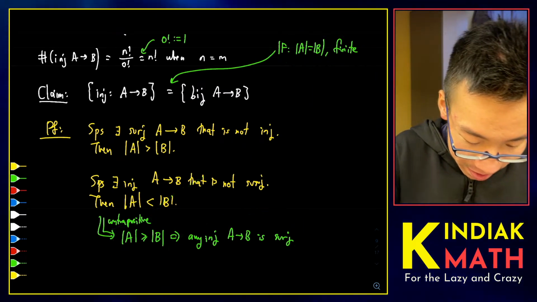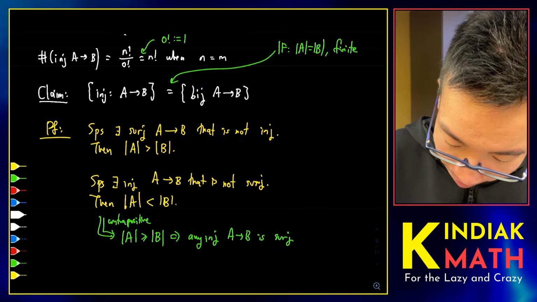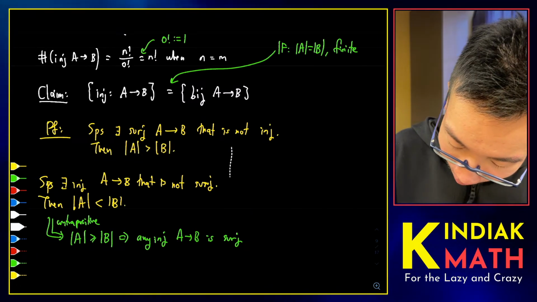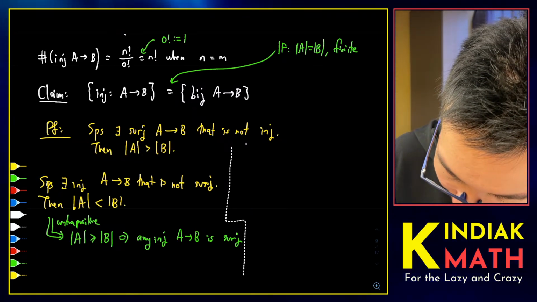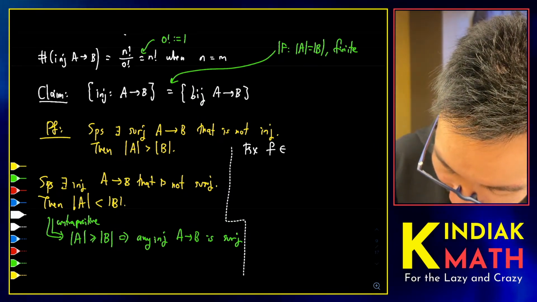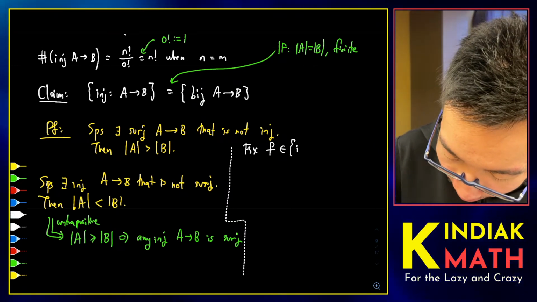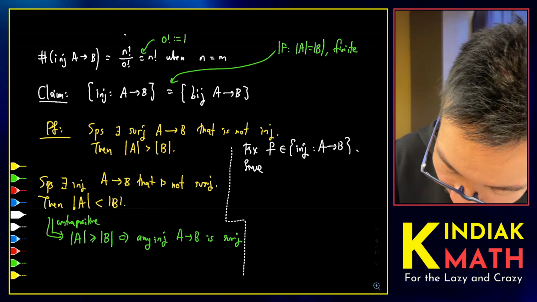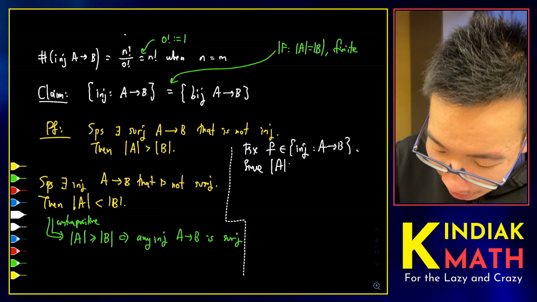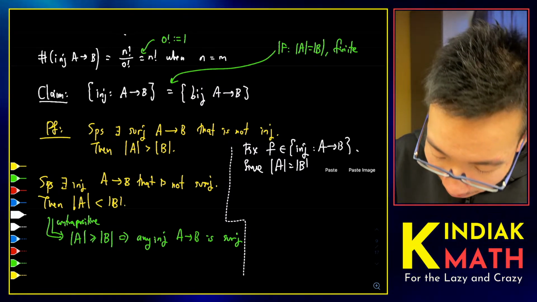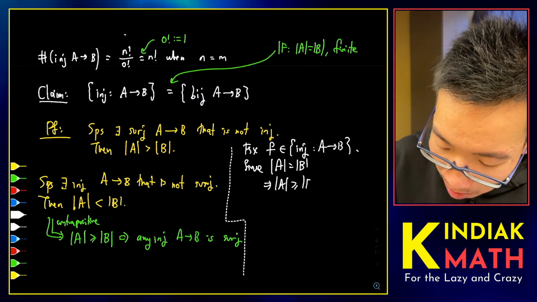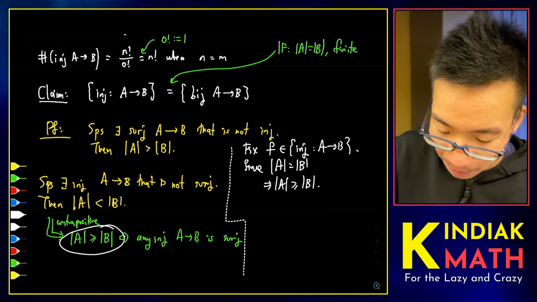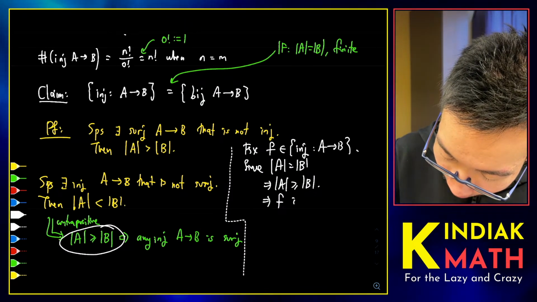And that tells us, let's just maybe prove this now a bit more properly. So here's a quick setup of our weapons of warfare, if you would. Now we will need to fix F inside the collection of injections from A to B. Since mod A equals mod B, this tells us that mod A has to be bigger than or equal to mod B. But because mod A is bigger than or equal to mod B, this tells us that F is surjective.